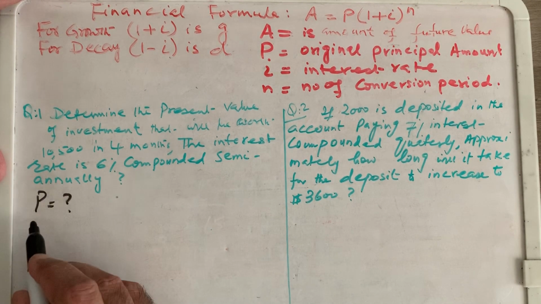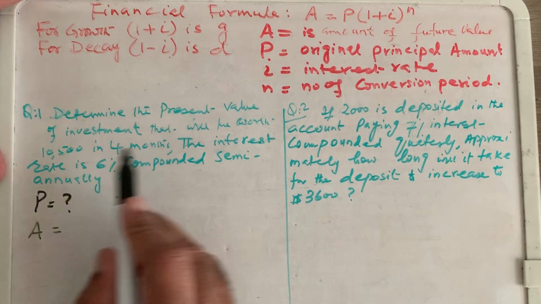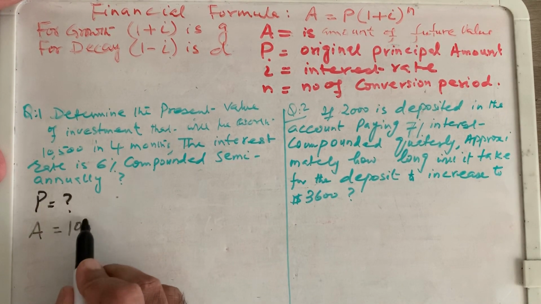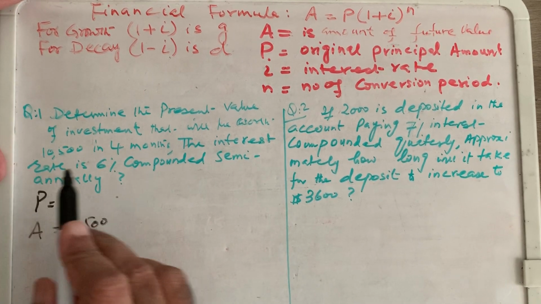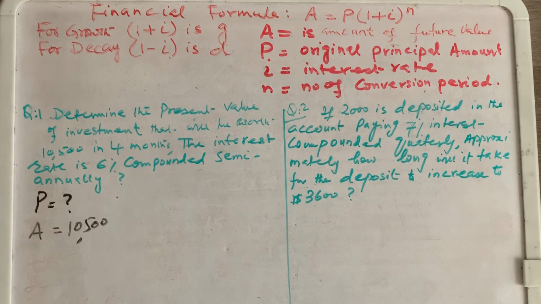So A is worth 10,500. What is A? A is the amount, the future value. So determine the present value of the investment that will be worth 10,500. That is the future value. So A is 10,500 in 4 months.